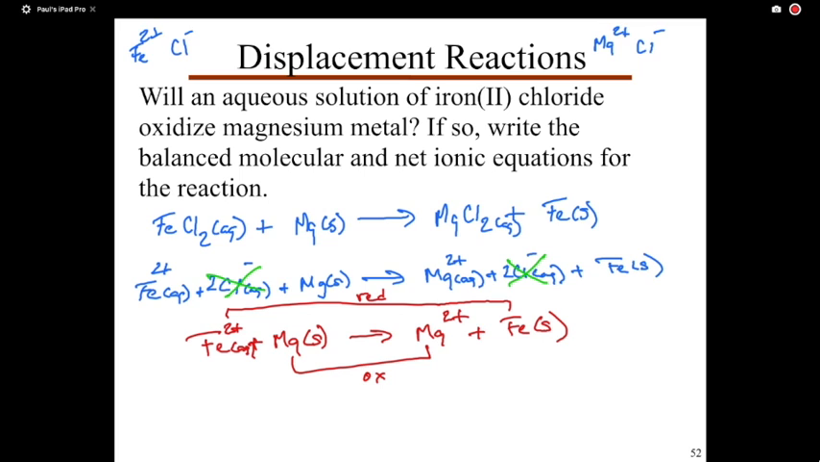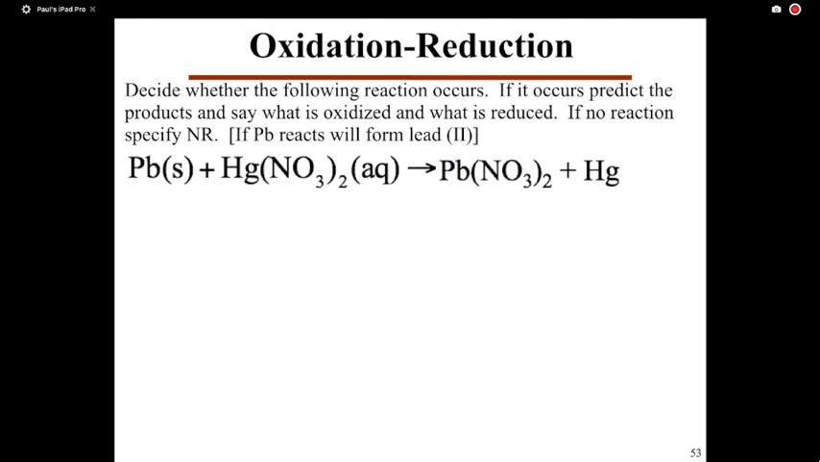The top one is not always oxidized, the bottom one is not always reduced. If you saw my examples, that's what happened. You just can't memorize it that way. You actually have to see what charges things are becoming. Okay.